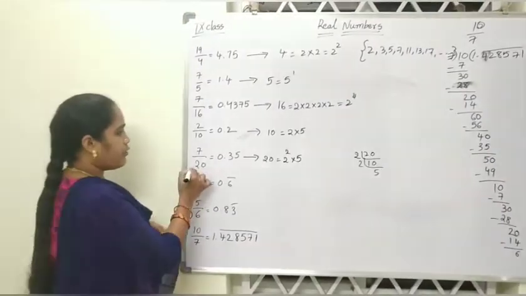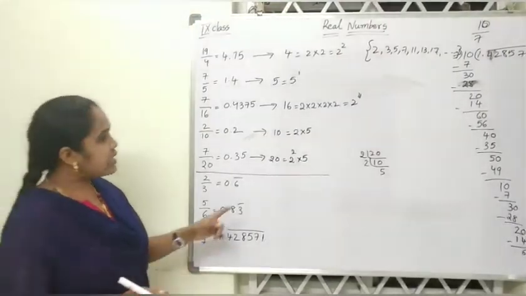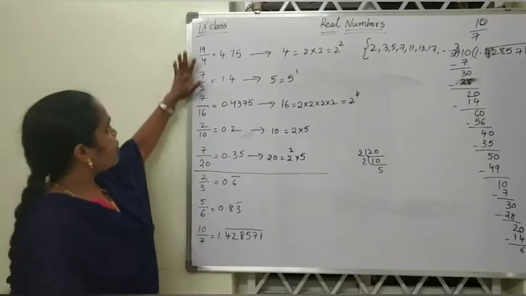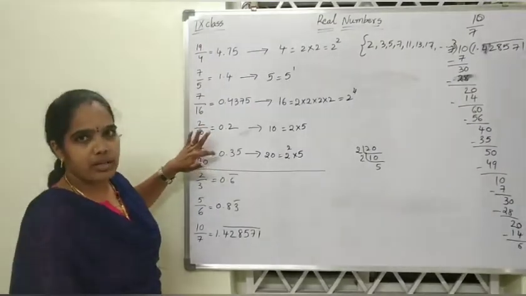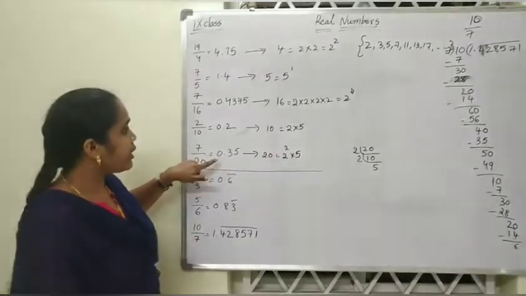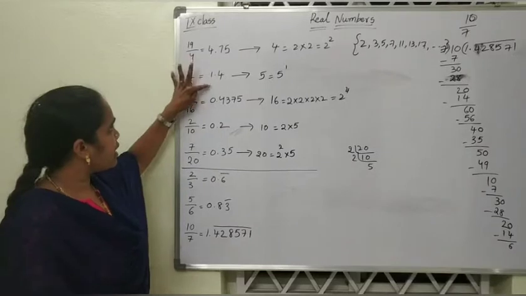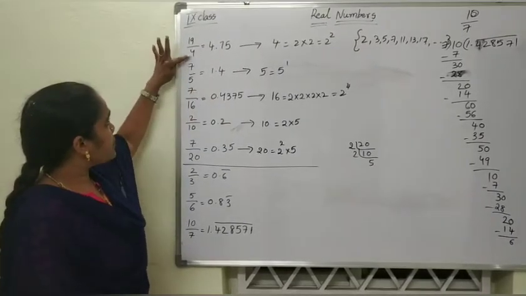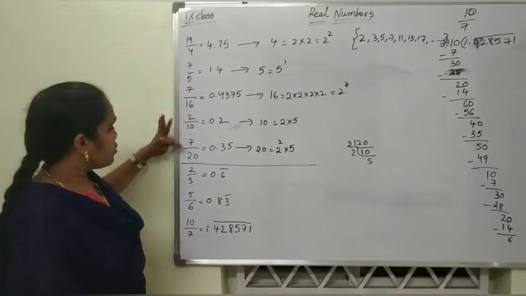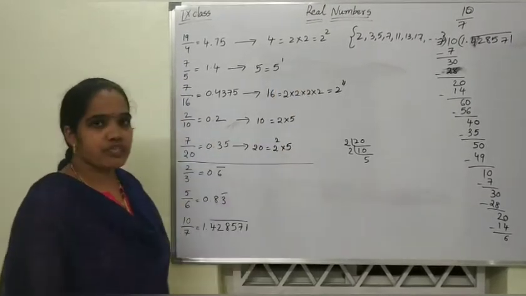Up to here, first listen. In these 5 examples, these 5 decimal forms are terminating decimals. Already I told you these are terminating only. By seeing, we can say that these are terminating decimals. For terminating decimals, if you observe the denominators, which forms did we get?